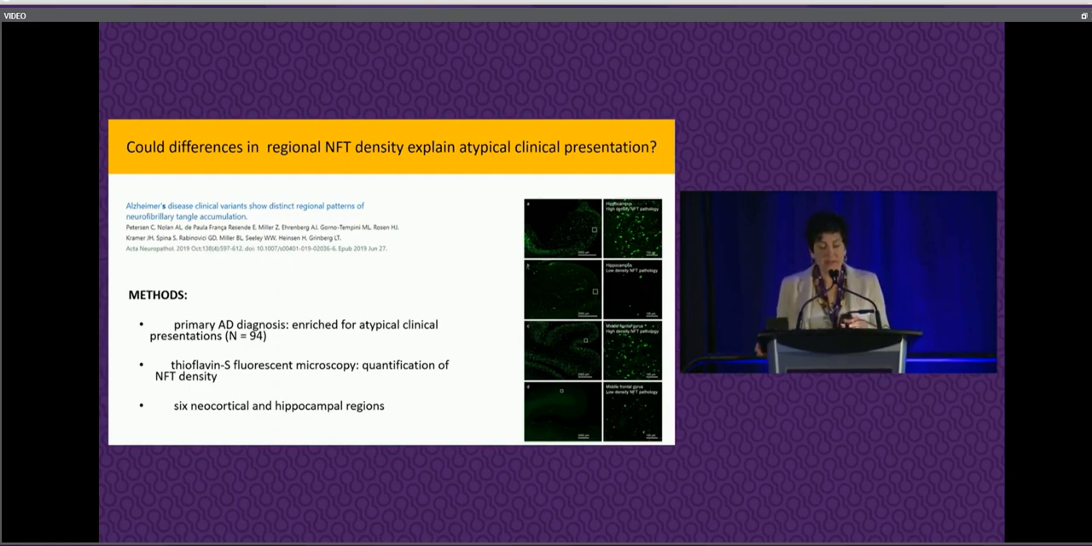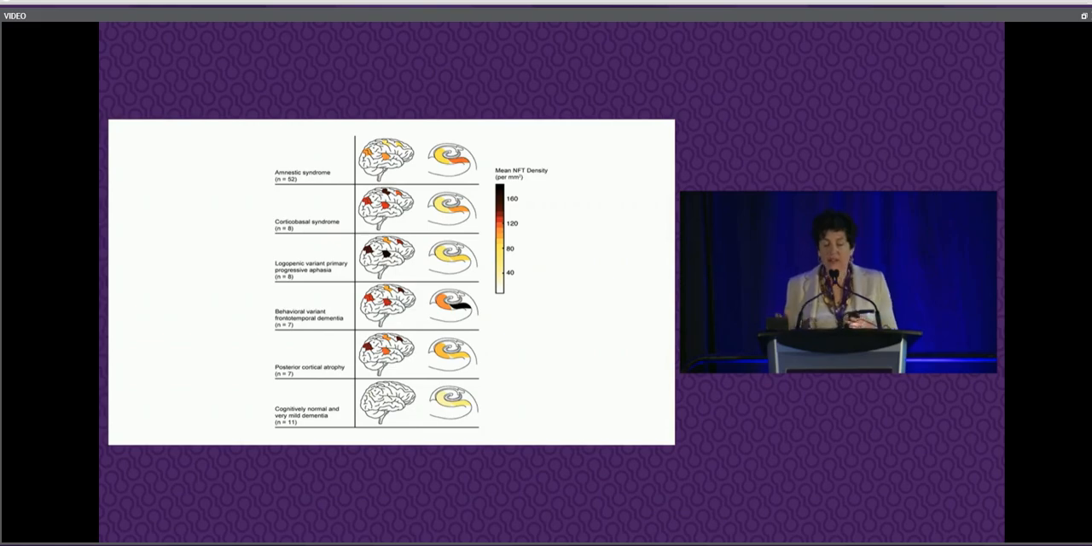So for this particular study, we had 94 cases, and we used thioflavin S, which is a dye that we can use to detect mature tangles, and we looked at the density of these tangles in different areas of the brain. We did a little bit of a different process than Melissa did. We did unbiased clustering.